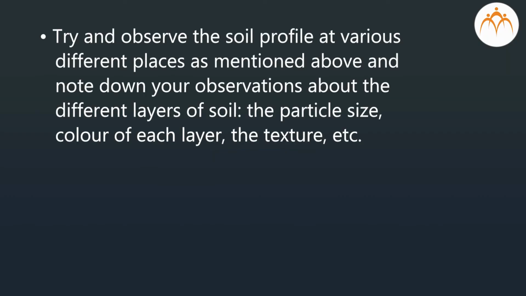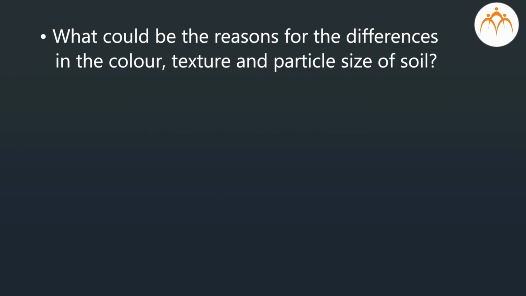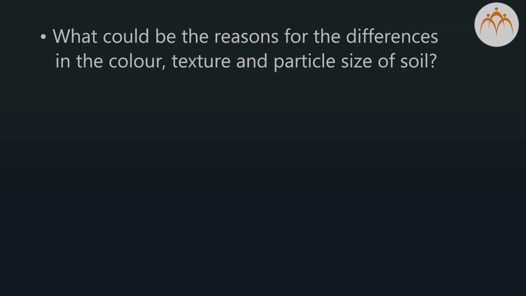Exercise: try and observe the soil profile at various different places as mentioned above and note down your observations about the different layers of soil, the particle size, color of each layer, the texture, etc. What could be the reasons for the differences in the color, texture and particle size of soil?